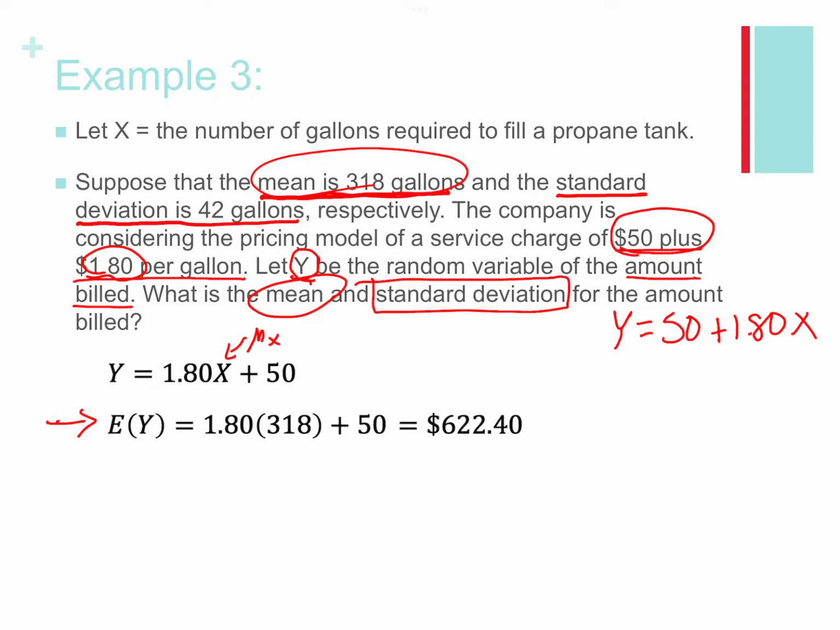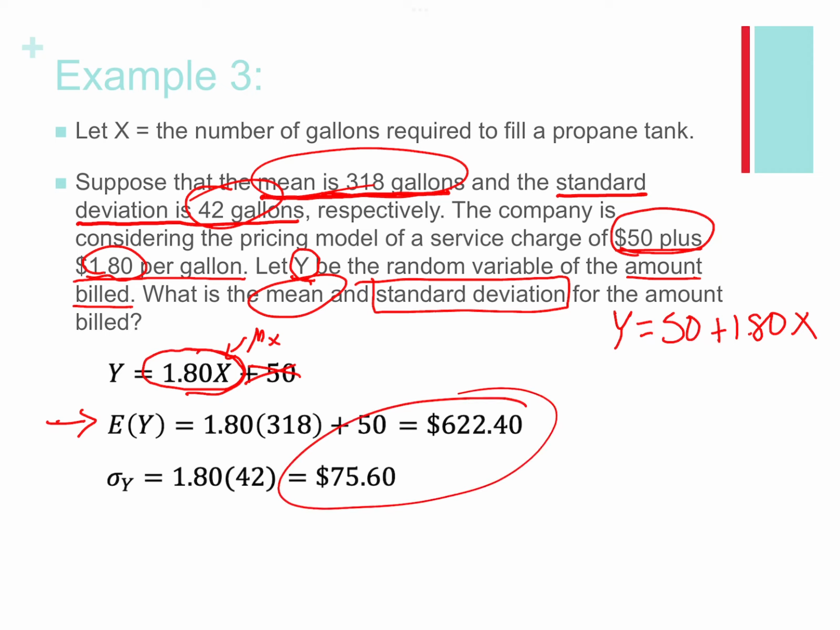Then we want to find our standard deviation. So remember, your standard deviation, when we're looking at our formula here, only takes into consideration the multiplication part. So we only care about this 1.8 times x. We don't care about the addition. So we're just going to plug in our standard deviation. 1.8 times our standard deviation of 42 gives me $75.60. It asks you just what are they. It didn't ask us to interpret them, so these are our final answers.